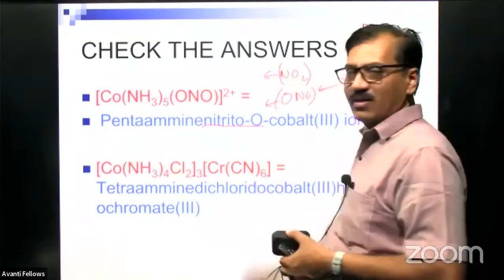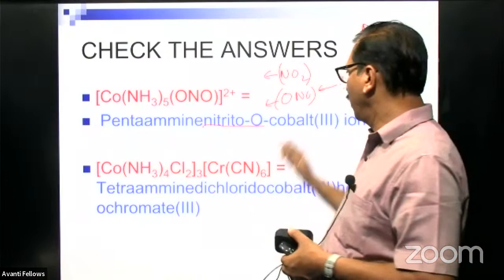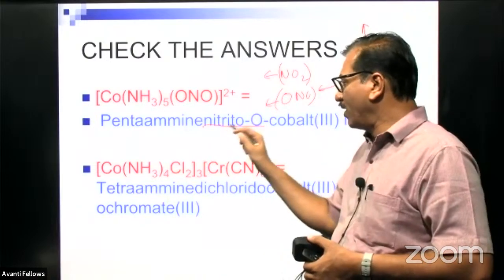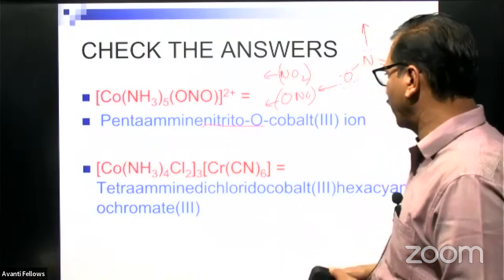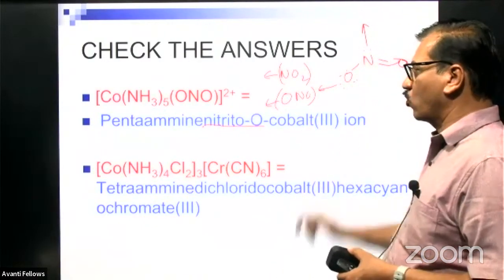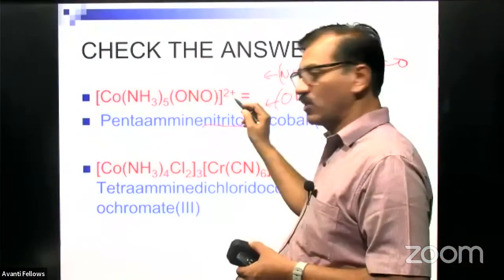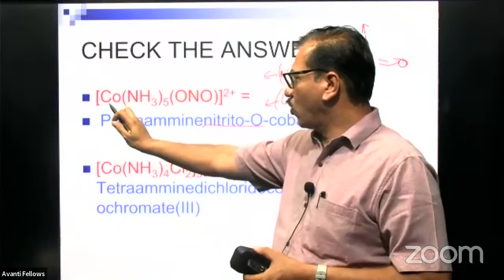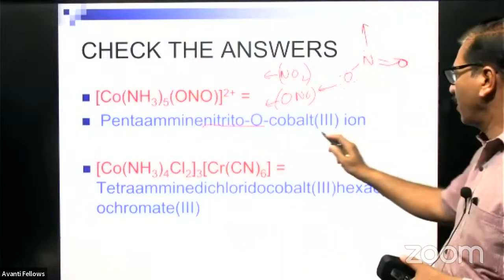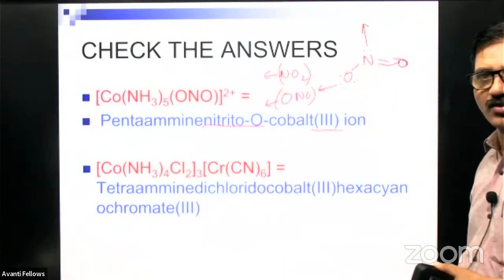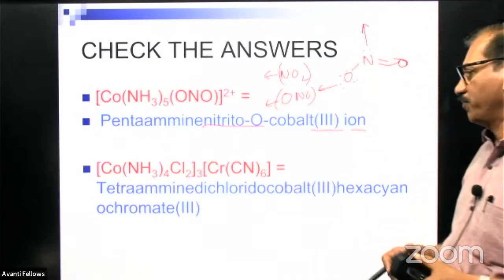Whenever NO2 is the one, then we write nitrito-N as a ligand. Whenever ONO is written, we have to spell nitrito-O. This is the way we have to distinguish that. Cobalt 3 ion. Here there is no counter ion, so you have to find out the oxidation state based on the charge on the complex ion and write the oxidation number in the parenthesis and say ion at the end. So this is the way you can do.